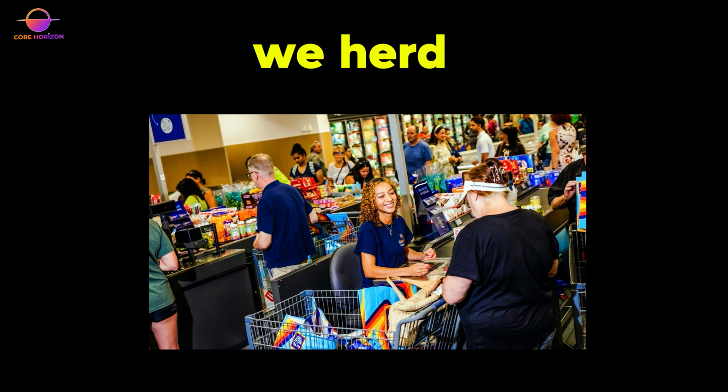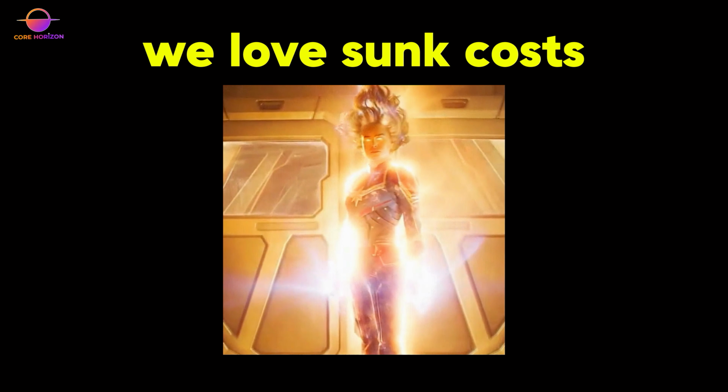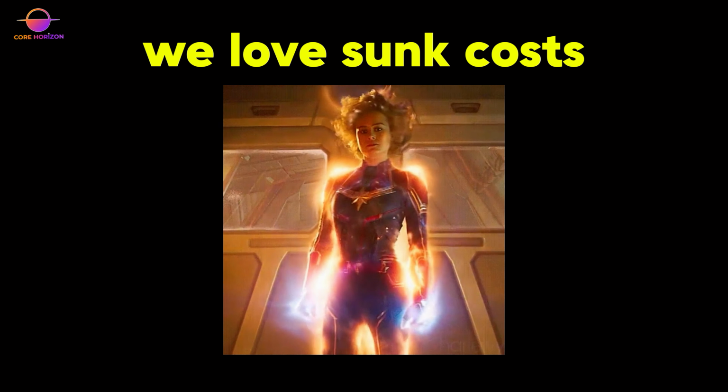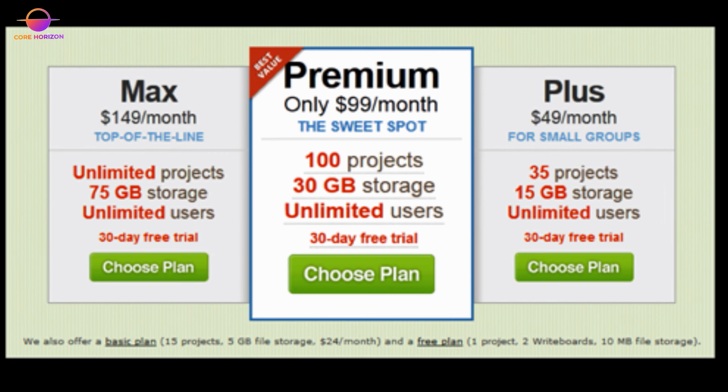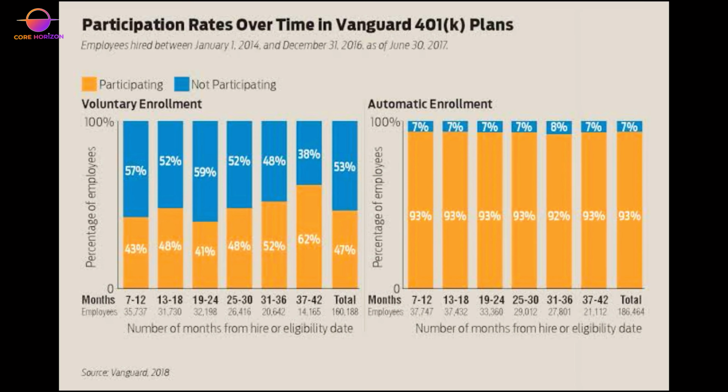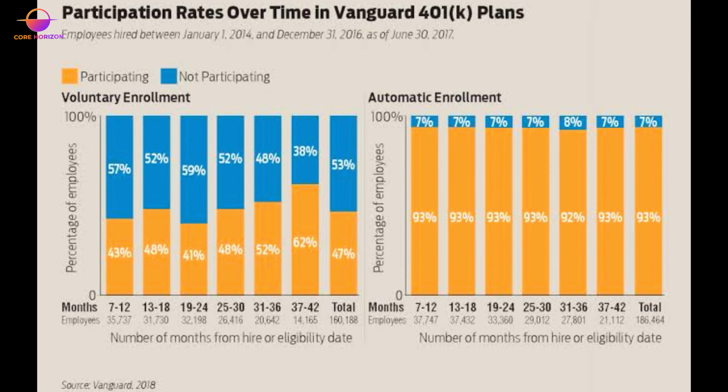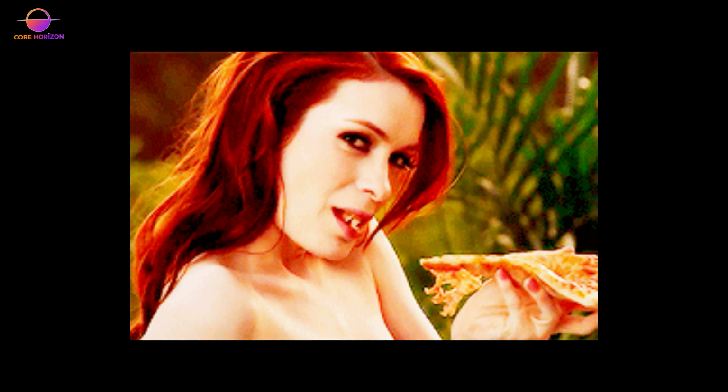We herd. If everyone panic buys toilet paper, so do you. And we love sunk costs. We'll sit through a terrible Marvel sequel because I already watched the first 8. So yeah, we're bad at money. That's why governments and apps nudge us with default options, annoying notifications, auto-saving, and auto-enrolled retirement accounts. Because left alone, we'd spend our retirement fund on Uber Eats.